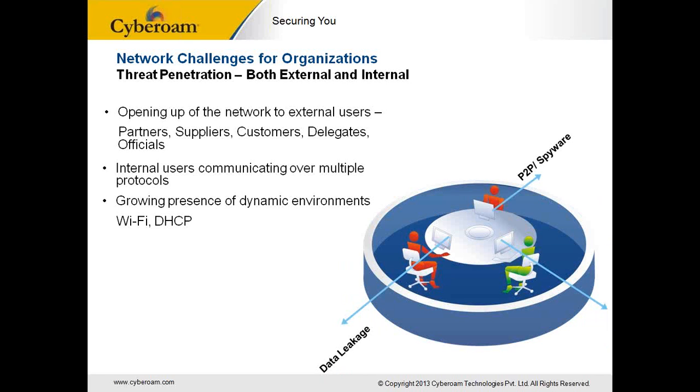The simplest thing is data leakage, right? Wherein important data which is related to your organization can go out through a lot of mediums. There is FTP, there is instant messenger, there is of course email, web mails, right? So there are a lot of ways data can go out of your network. And then of course there are P2P kind of software or spywares which basically can take your data outside. Now, of course, we also talk of growing presence of dynamic environments.